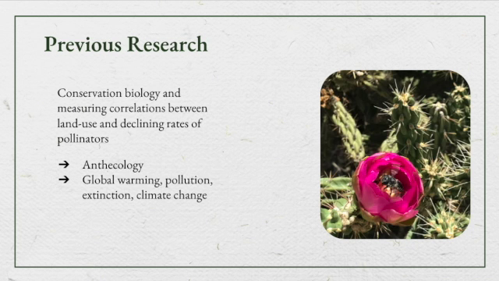Previous research focused on conservation biology and measuring correlations between land use and declining rates of pollinators, especially at a consistent temporal and spatial level, is a very new topic to the field. Anthropology, or pollinator biology, has recently started to focus on plant-pollinator relationships in the sense of both native plant and pollinator species declining rates, and due to an increased interest in topics concerning the consequences of anthropogenic disturbances such as global warming, pollution, climate change, and many other things.